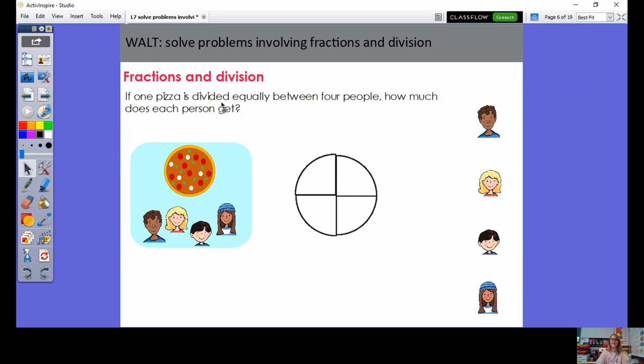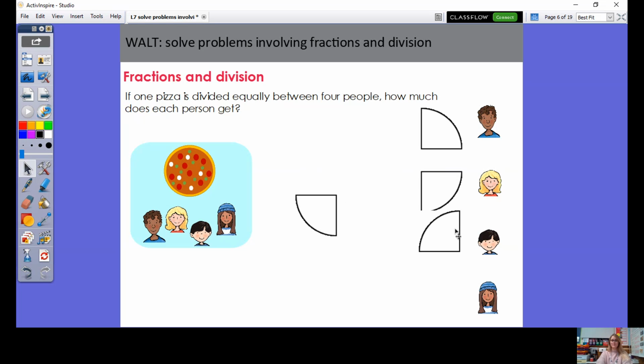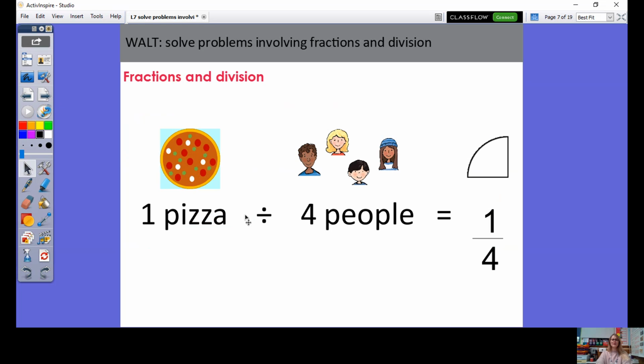So if 1 pizza is divided equally between 4 people, how much does each person get now? So I've got my pizza, I've split it equally into 4 pieces because there are 4 people. I'm going to give each person 1 part. So each person gets 1/4. So 1 divided by 4, 1 pizza divided by 4 people is same as 1/4 as well.